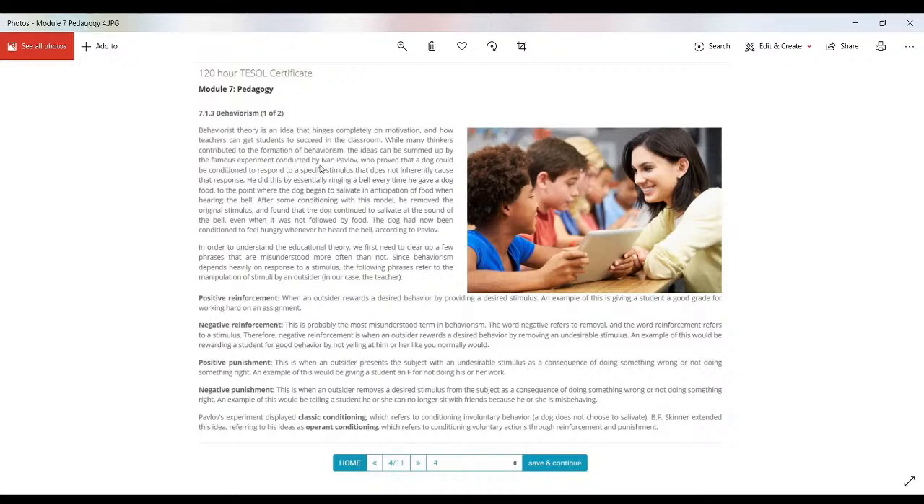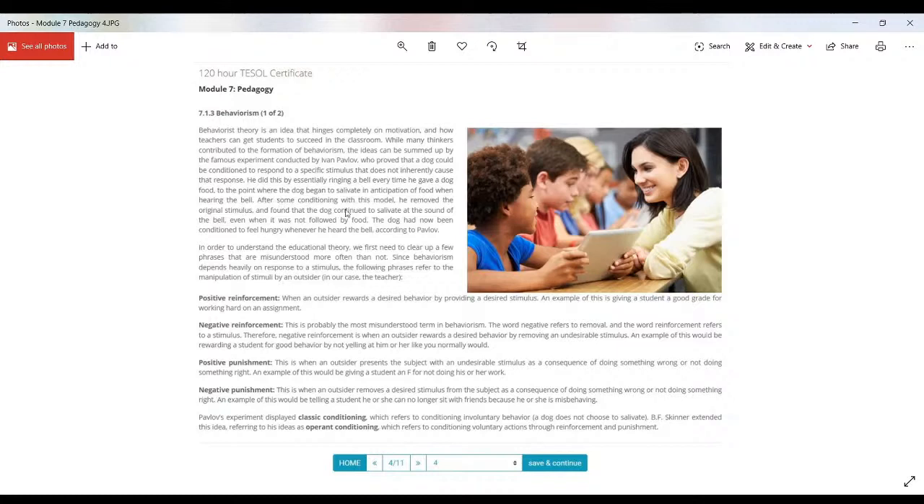conducted by Ivan Pavlov, who proved that a dog could be conditioned to respond to a specific stimulus that does not inherently cause that response. He did this by essentially ringing a bell every time he gave a dog food, to the point where the dog began to salivate in anticipation of food when hearing the bell.